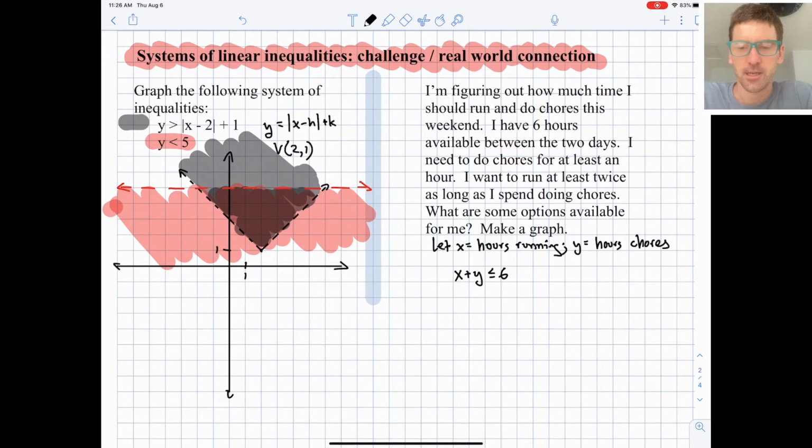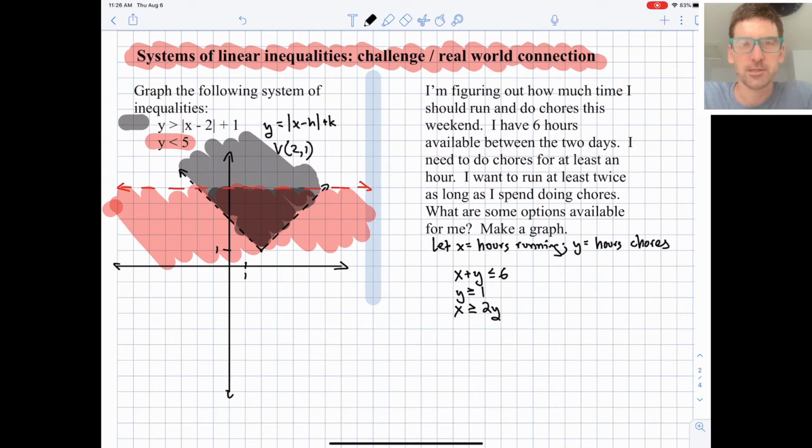Okay, I need to do chores for at least an hour, so y is greater than or equal to 1. And I want to run at least twice as long as I spend doing chores. So my running has to be greater than or equal to 2 times my time doing chores.